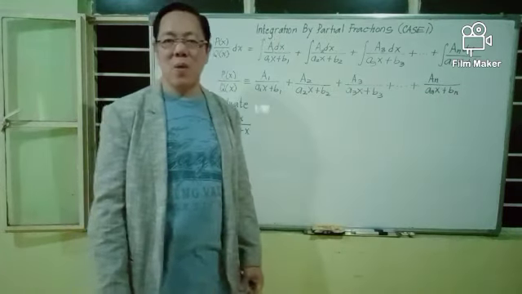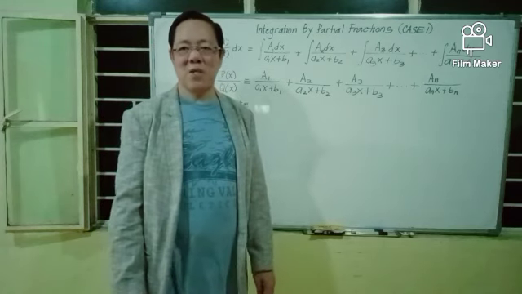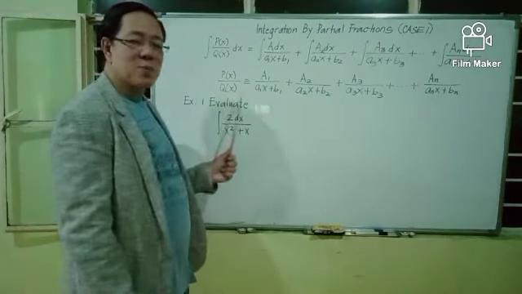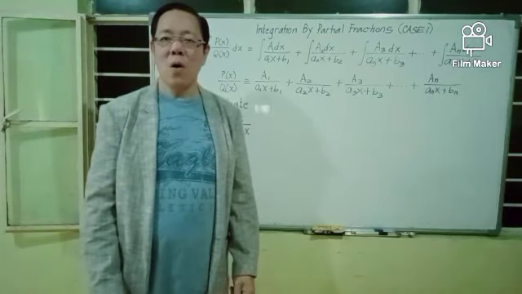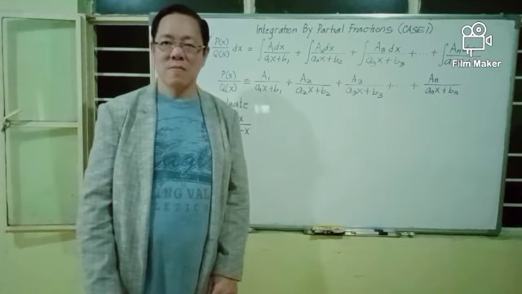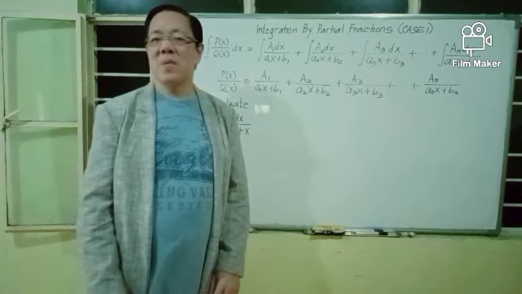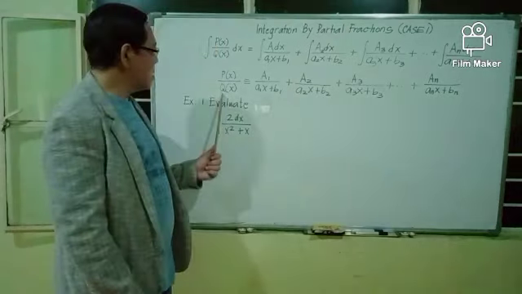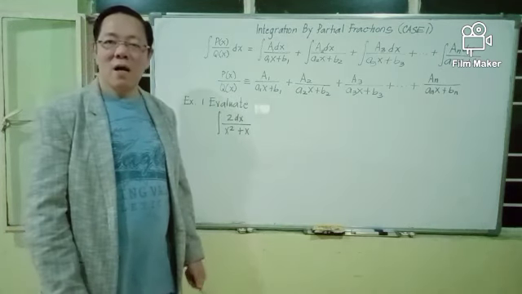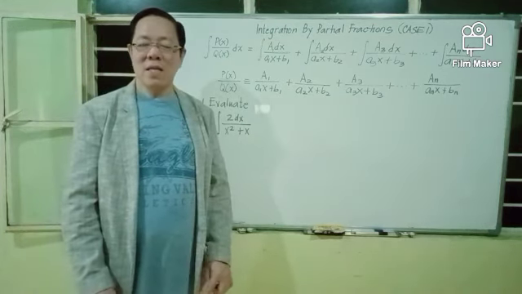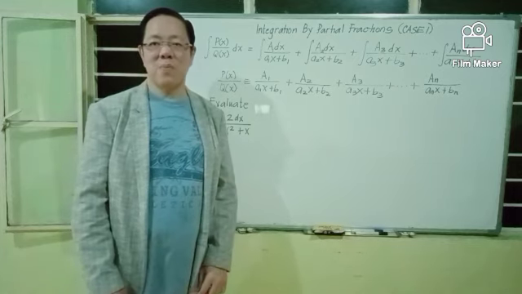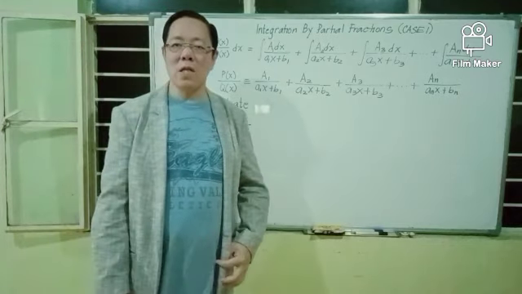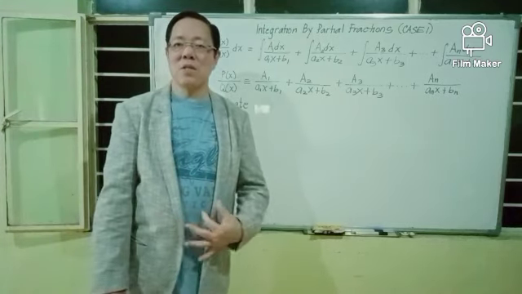Now we take an example 1 to apply integration by partial fraction case 1. In case 1, the factors of the rational expression q of x are all linear expressions. And each of these linear factors is unique. That is, no two factors of the algebraic expression q of x are the same or equal. Again, in case 1 of integration by partial fraction, the factors of the expression q of x are all linear factors, and these factors are all different.